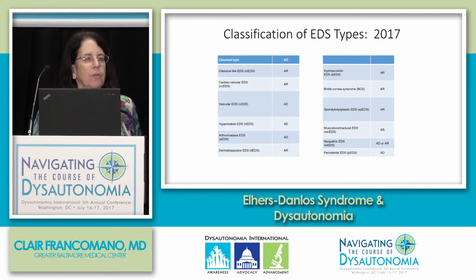This table gives you the list of the classification of EDS types as of this 2017 nosology. The major types, which I'll discuss with you today, are the classical type, the vascular type, and the hypermobile type. These are far and away the most common forms of Ehlers-Danlos syndrome, and the rest of them are much, much rarer, probably by at least an order of magnitude fewer individuals affected.